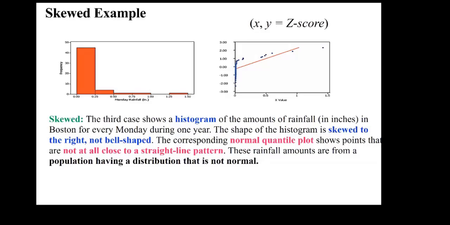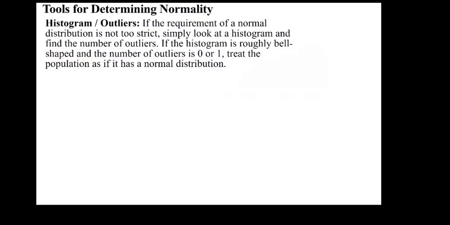1 year. The shape of the histogram is skewed to the right, not bell-shaped. The corresponding normal quantile plot shows points that are not at all close to a straight line pattern. These rainfall amounts are from a population having a distribution that is not normal. We are just examining different graphs, tools for determining normality.